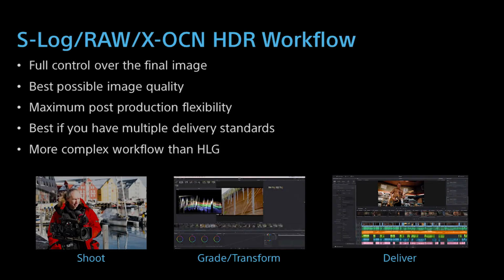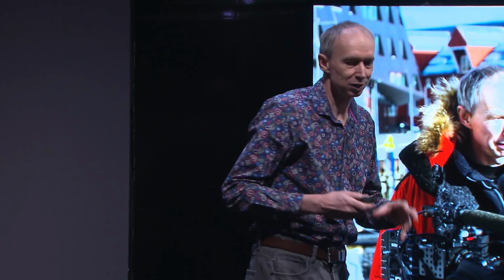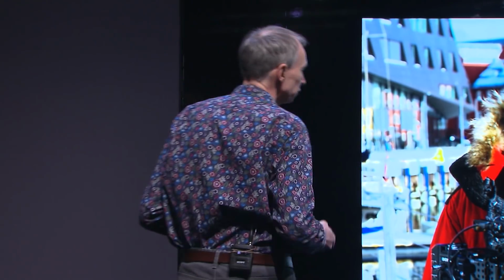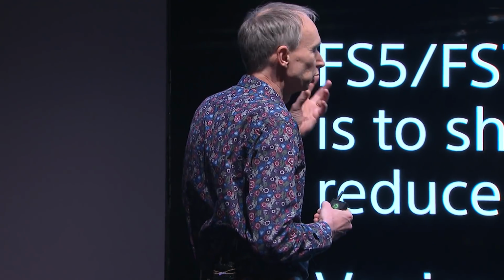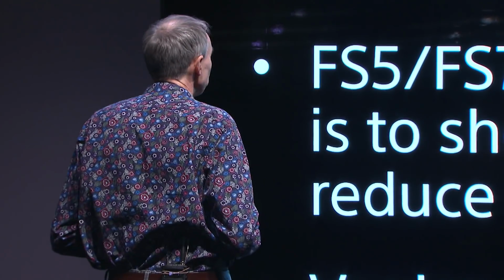Now, looking at the other type of workflow we have now, so this isn't hybrid log gamma now, we're going on to that workflow where you shoot and capture the biggest dynamic range that you can with log or with raw or something like that, then you grade it, and then you deliver it. Now, it's a little bit more complicated, this workflow, but it does give you much more control over the final image, and if you have the time and you have the ability, this is the workflow that I prefer for HDR, just because you have the ability to fine-tune those pictures. Again, it's all about capturing that biggest dynamic range.